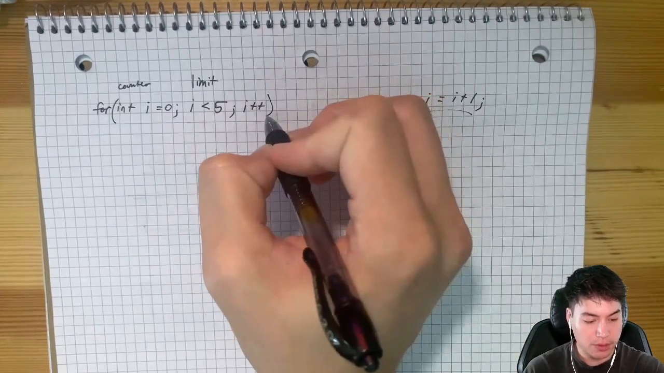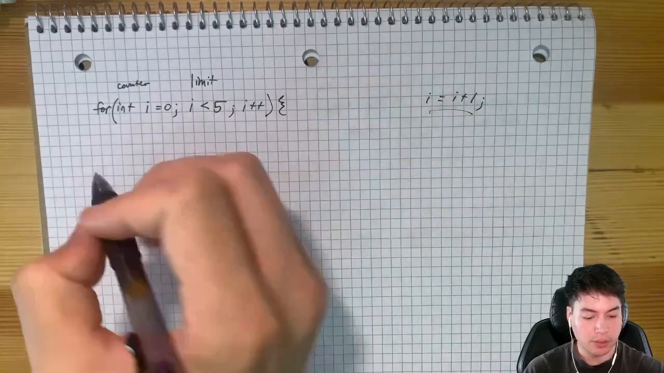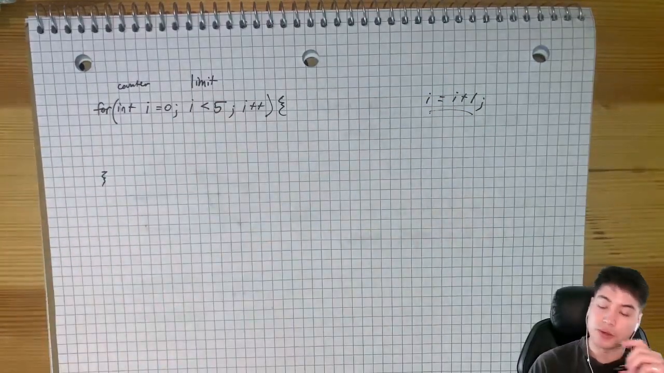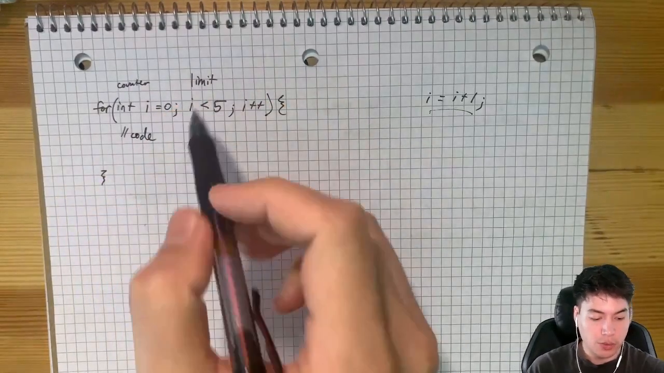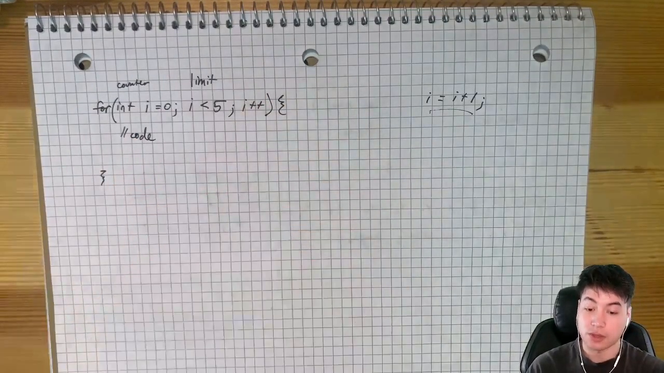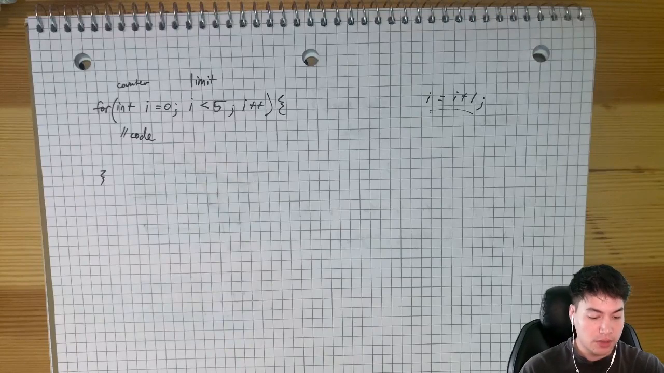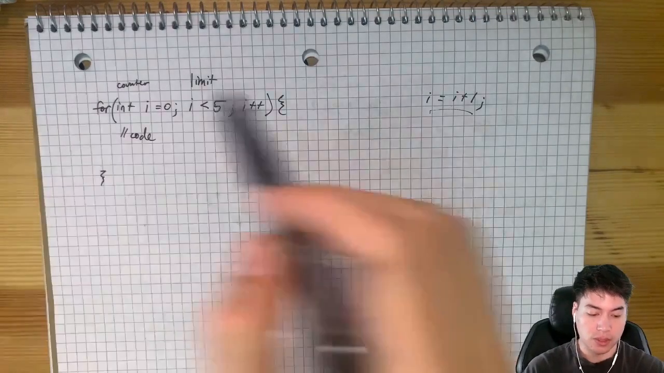You'll close that parenthesis, you'll open a curly bracket, and you'll close a curly bracket here. And then any code that you put in here gets repeated for as many times as you've set your for loop up to run, right? So let's take a look and see how this would unfold.